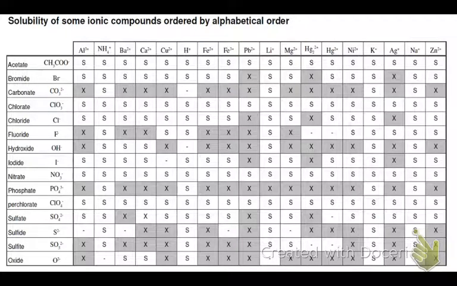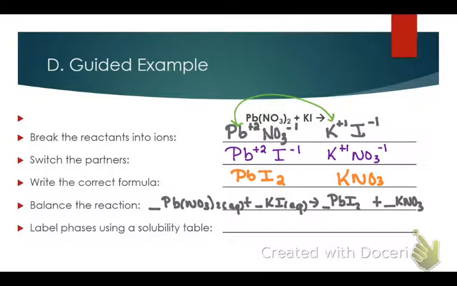What this will do is help us decide if our two products are going to be soluble or form a precipitate. So when you look at what we have, this PbI2 and this KNO3, for the PbI2 you would go to your solubility table. Across the top are your cations, across the left-hand side are your anions. You're going to find where lead and iodine intersect. When you look at that part, you will see an X there. The X indicates that a precipitate will form.